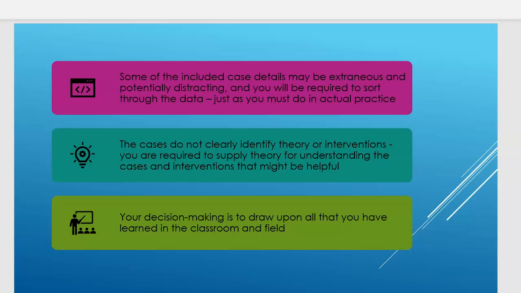Each case does not clearly identify a specific theory or a specific intervention or a specific policy or research method. That is the work you're going to do. You're going to put all of those pieces together from your perspective, based on how you're analyzing and using your critical thinking skills to make sense of what's happening. So you're going to be required to supply theories for understanding the cases and to identify interventions that might be helpful.